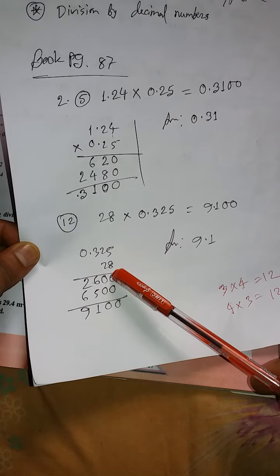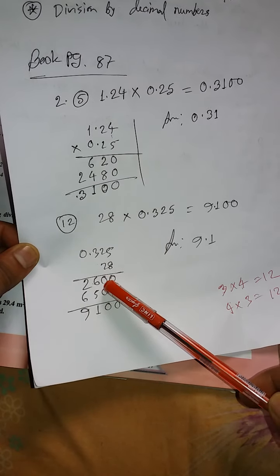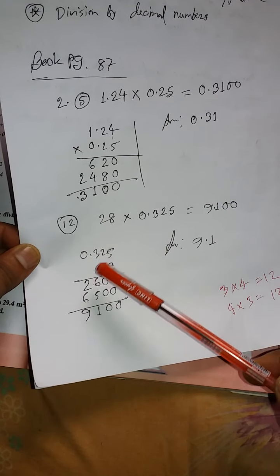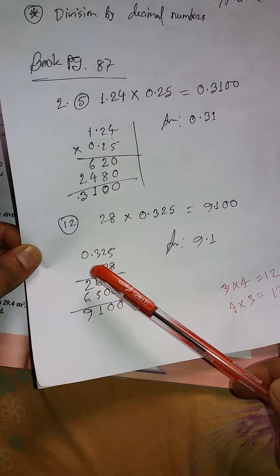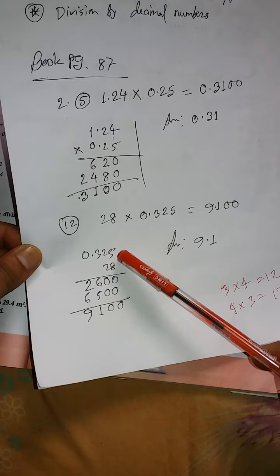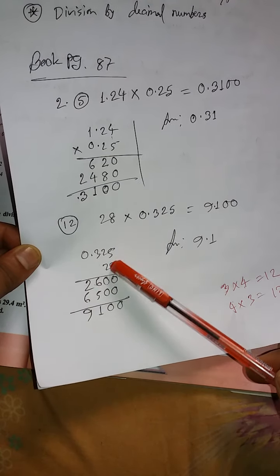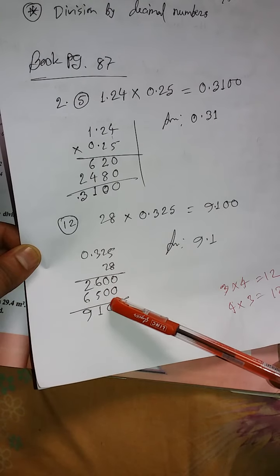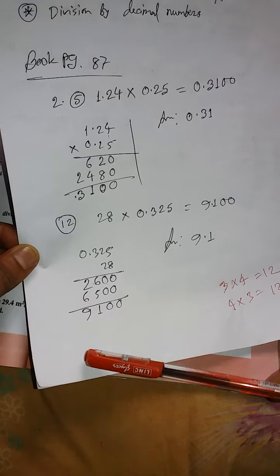8 5s are 40, carrying 4. 8 2s are 16, plus 4 is 20, 0, carrying 2. 8 3s are 24, plus 2 is 26, carrying 2. So 8 0 is carrying 2, 2 2. So one digit left. 2 5s are 10, carrying 1. 2 2s are 4, plus 1 is 5. 2 3s are 6. Now add: 0, 0, 5, 6, 11, carrying 1, 6 plus 2 is 8, or 1 9.